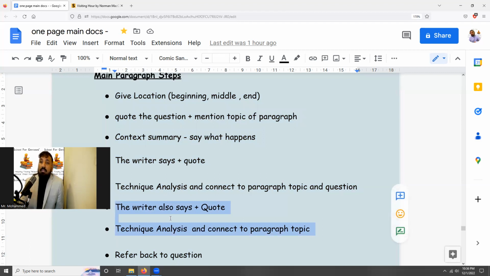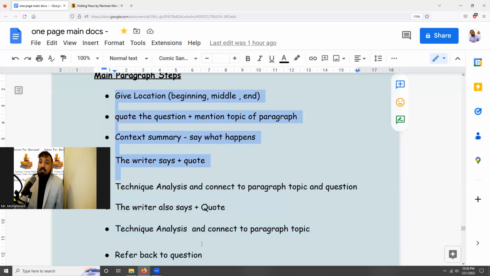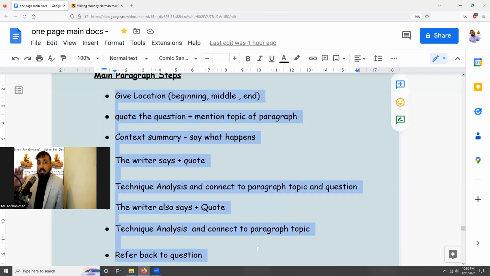So in your main body paragraph, and you should be writing down the steps, what you're trying to achieve by writing your main body paragraph is you're trying to make a point about the text that relates to the question that is backed up by evidence. That's essentially what a paragraph does, basically.